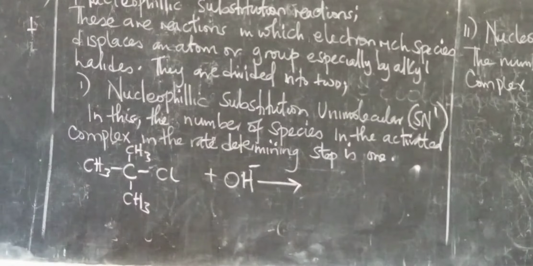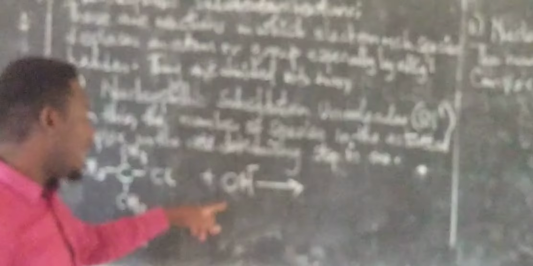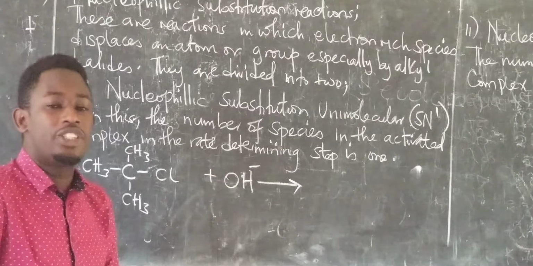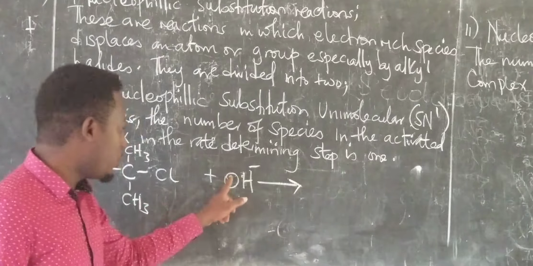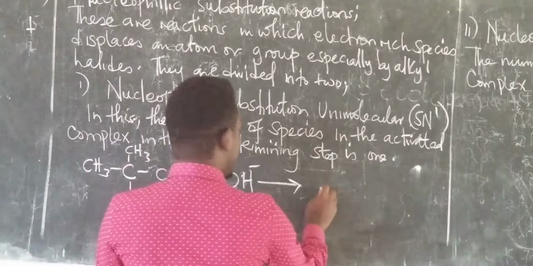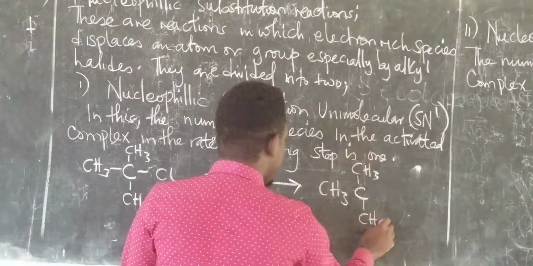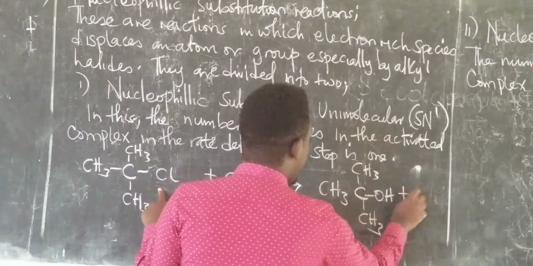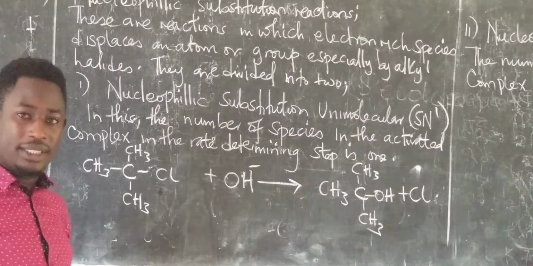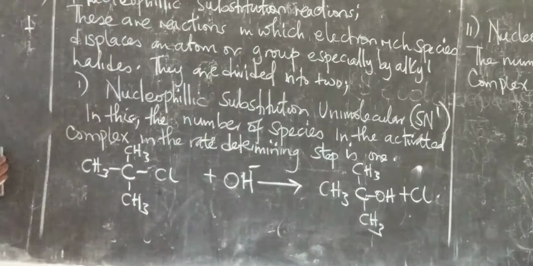What do we expect before? We expect this chloride to be replaced by the incoming OH. Remember, OH is a nucleophile. It is an electron-rich species. So a nucleophile wants to displace an atom, right? So it's going to form CH3, CH3 up, CH3 down, then OH, then plus a Cl. But if you want to see the activated complex, now you have to follow the mechanism. Let me show you the mechanism here.